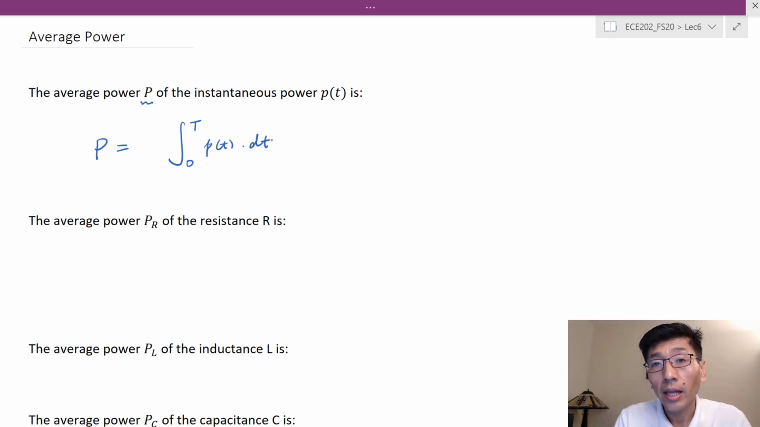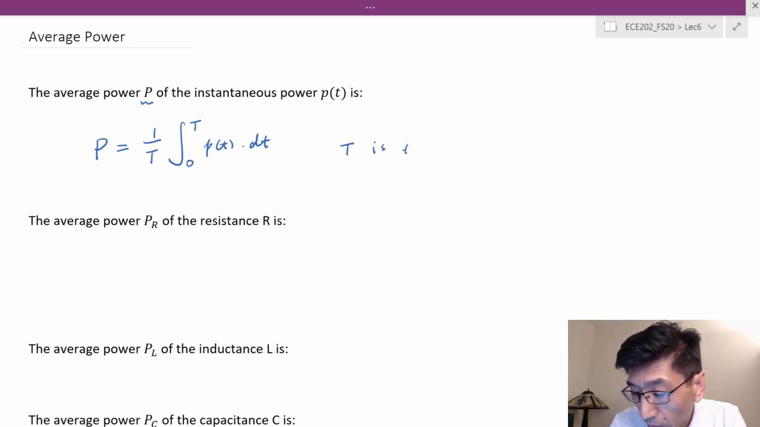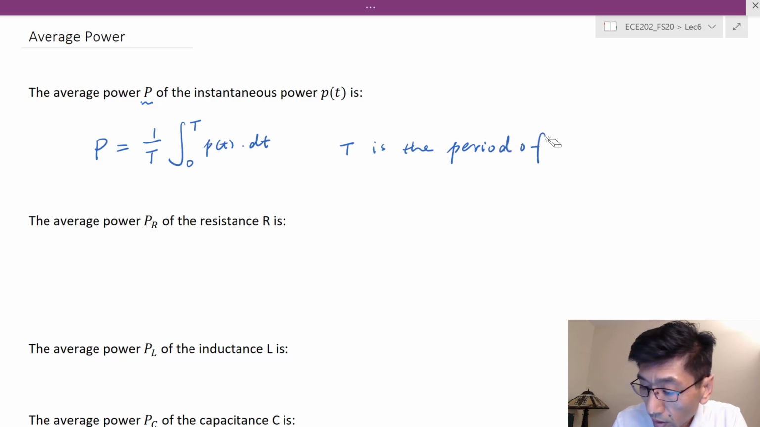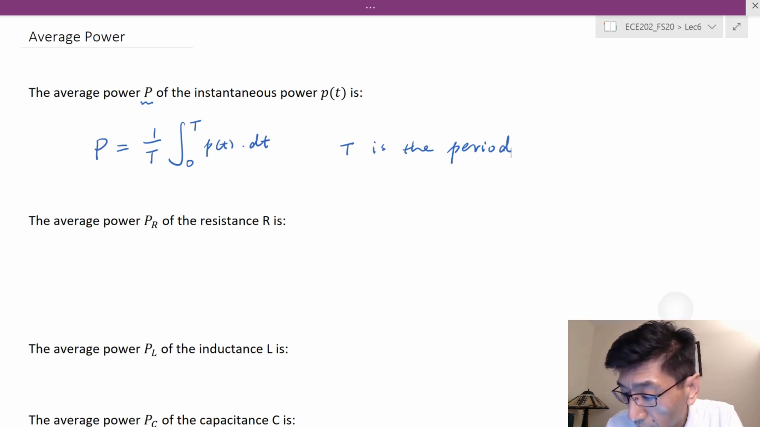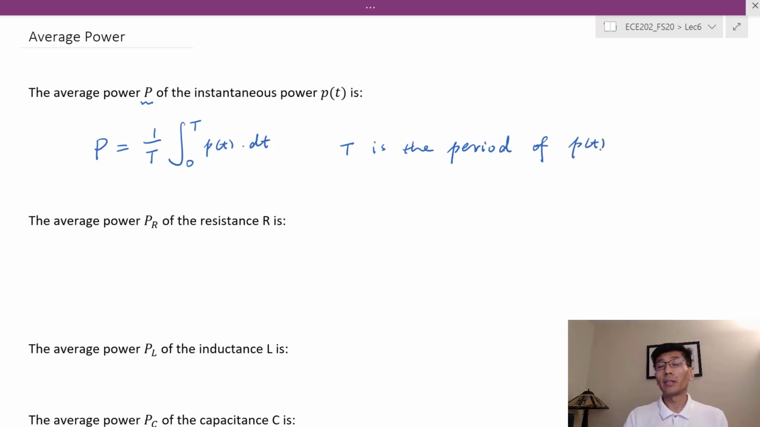what do we get? This is the energy, right? So we divide this total energy by the time interval we integrate. T is the period of the instantaneous power. Remember, the instantaneous power has the AC term, and this AC term will have a frequency. That frequency will have a period. So that's the period of the instantaneous power.